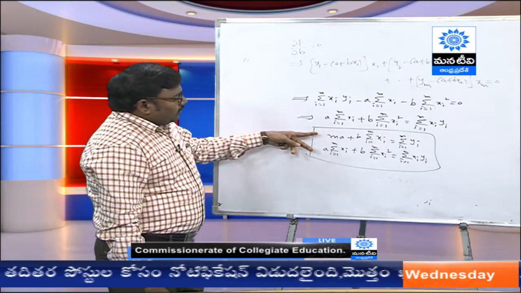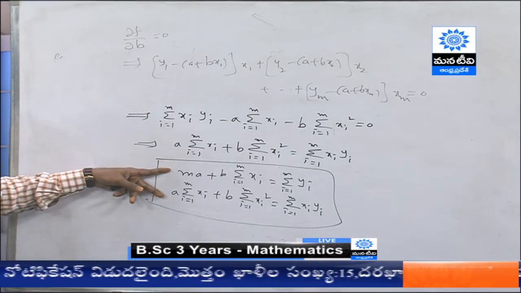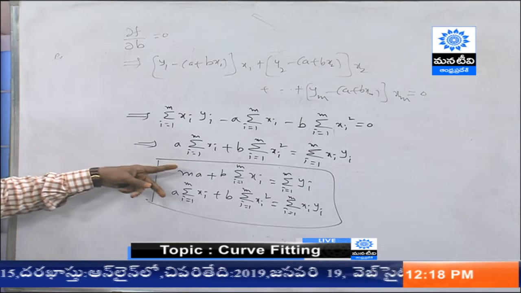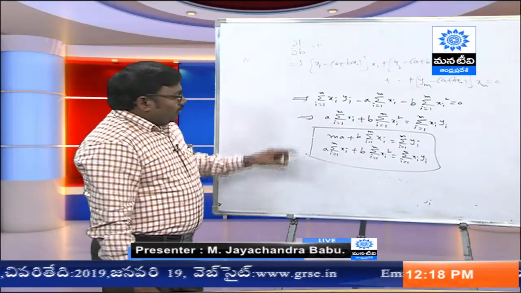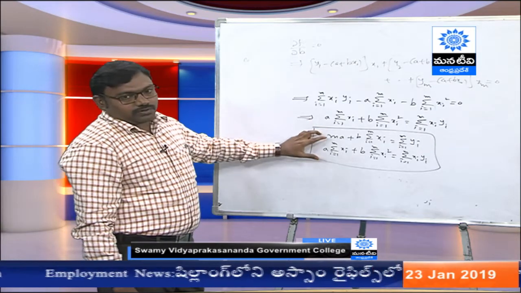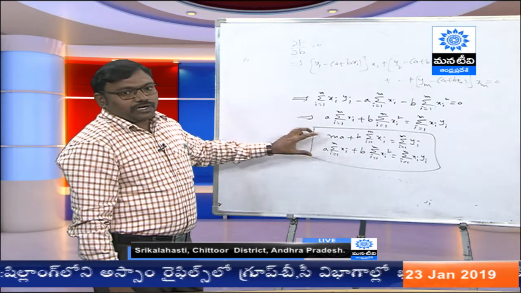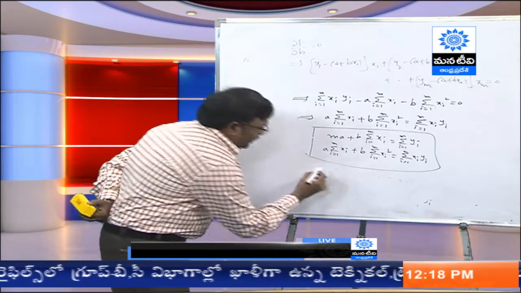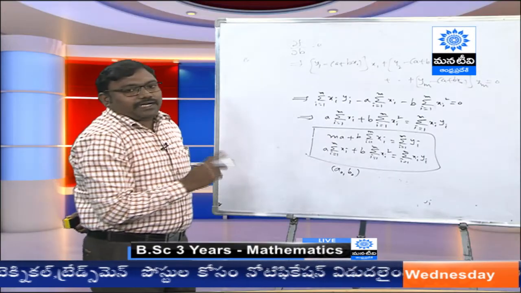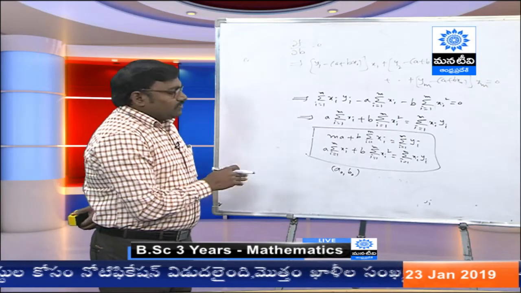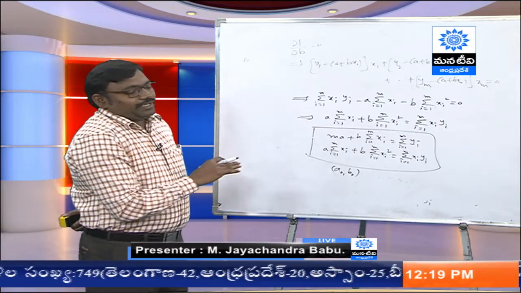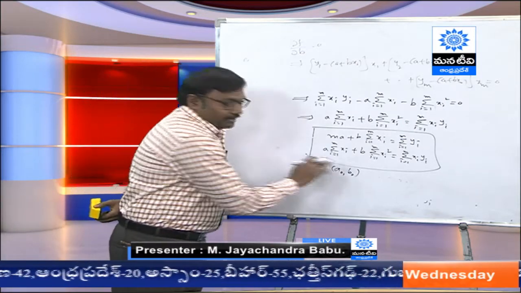Here, if we observe carefully, these are two linear equations in a and b. So, if we solve these two equations, we will get only one solution, because we have two unknowns and two equations. Let it be a naught comma b naught. As this is the only one critical point, obviously this will be the minimum, meaning that the function f of a comma b has a minimum at this point.